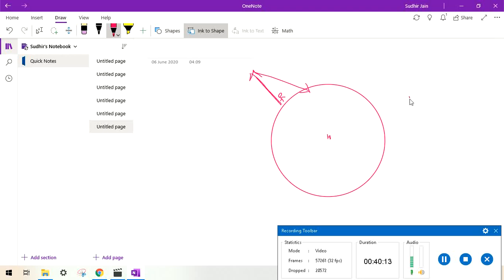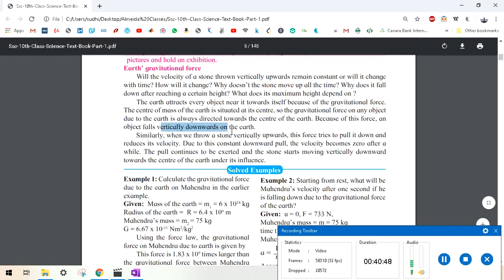Now, for any point, let's say this point is A, this point is B, and this point is C. If any object is here in the sky, the force that will be acting upon this object will be towards the center of the Earth. That is why when you throw a stone in the sky, it comes straight downward. It doesn't go to the right or left, or if it is going, it might be because of the wind but not because of the gravitational force.